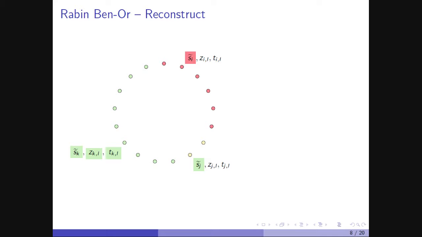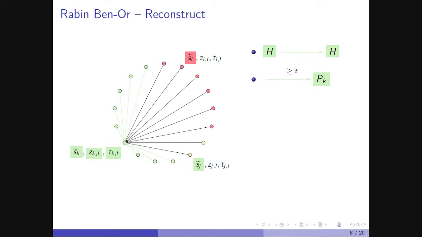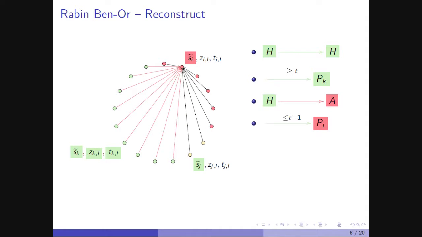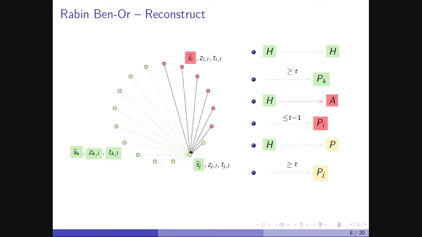So let's see how the authentication graph is colored. Edges from honest players to honest players are all green, of course. So if I'm an honest guy, I'll have at least T incoming good edges. If I'm one of the red players, which I call active, all the honest guys are going to accuse me. So I'll have at most T minus one incoming good edges, namely the ones that come from my other corrupt friends. If I'm the last type of player, which I call passive, I'll get at least T incoming good edges because my Shamir share is valid.